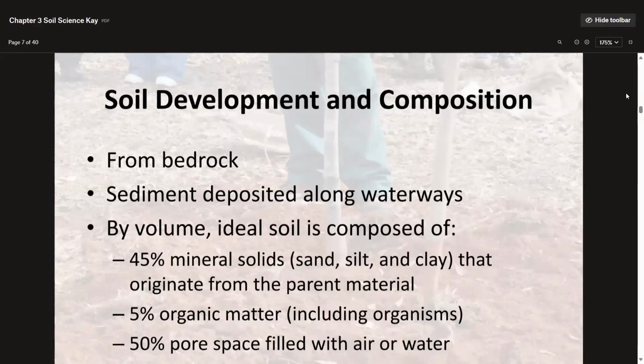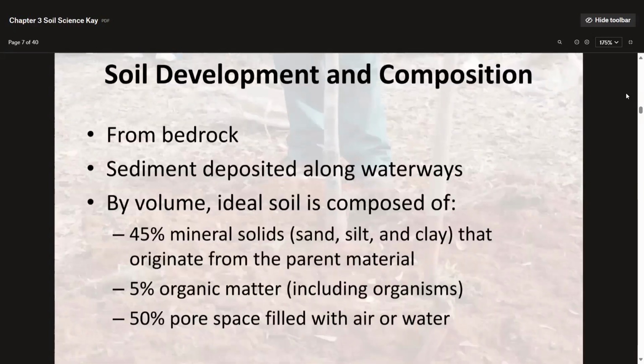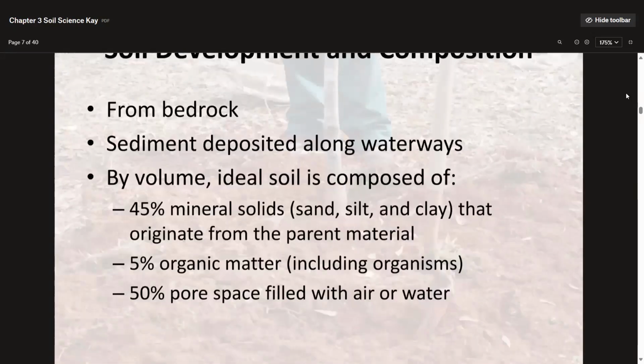The soil development and composition comes from the bedrock, okay? Sediment gets deposited along waterways. By volume, an ideal soil for trees is composed of, right? You may need to write this down or highlight it, all right?